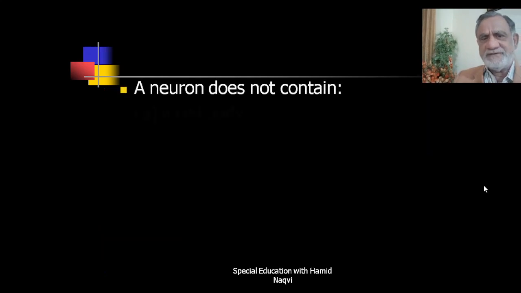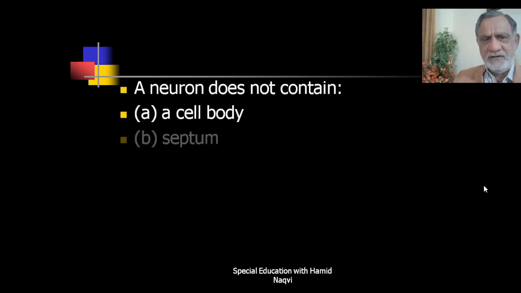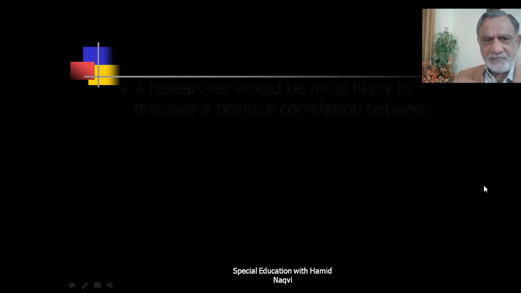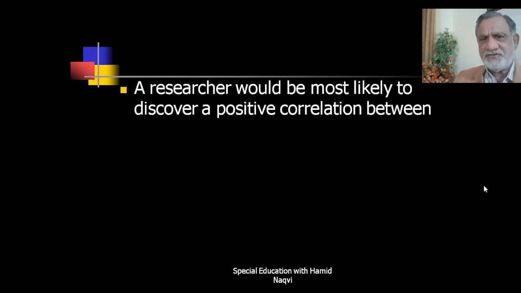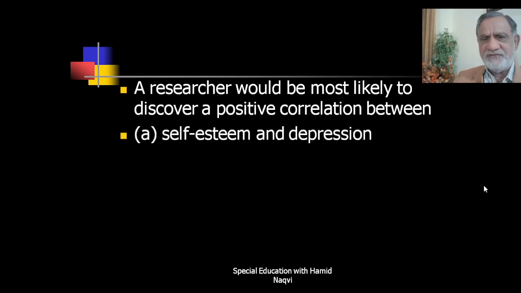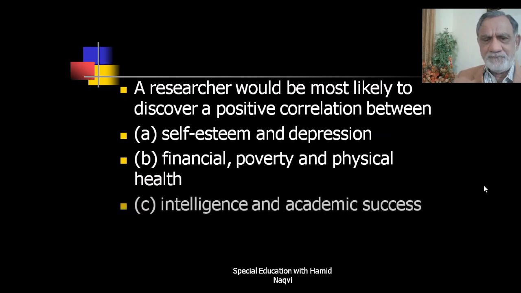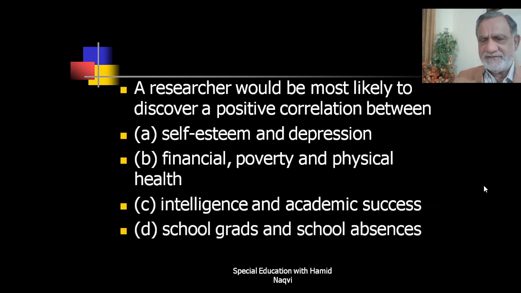A neuron does not contain a cell body, septum, myelin sheath, dendrites. The correct one is septum. A researcher would be most likely to discover a positive correlation between self-esteem and depression, financial poverty and physical health, intelligence and academic success, school grades and school absences. The correct one is intelligence and academic success.